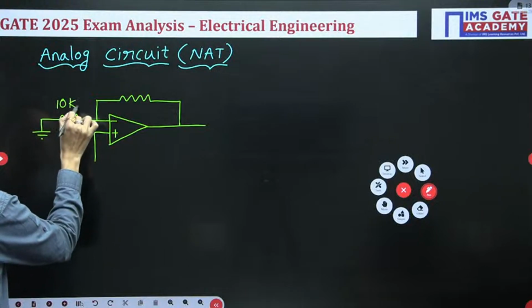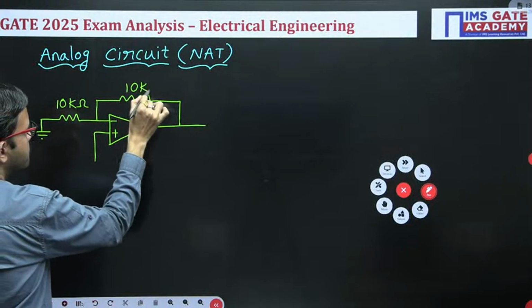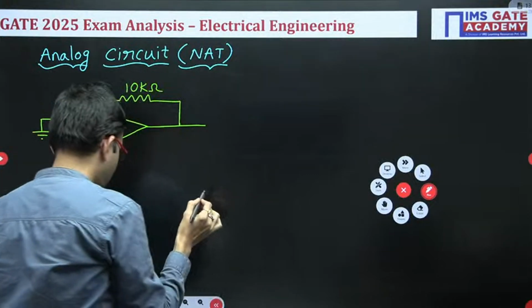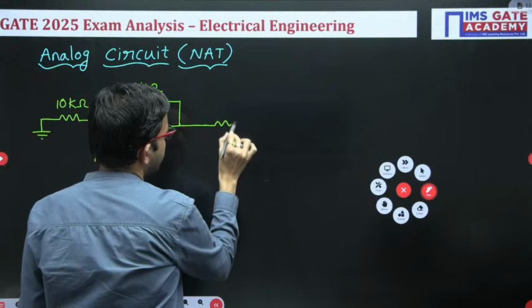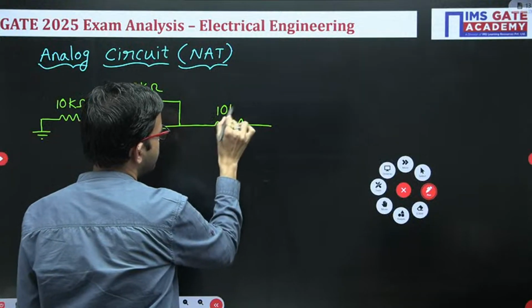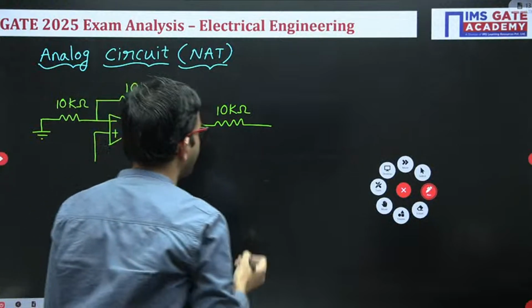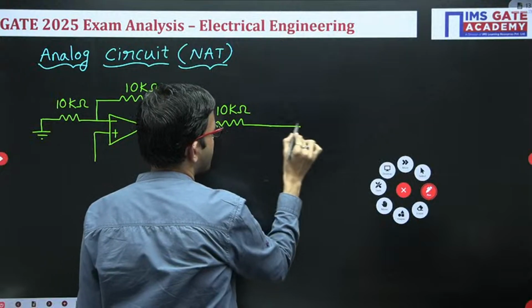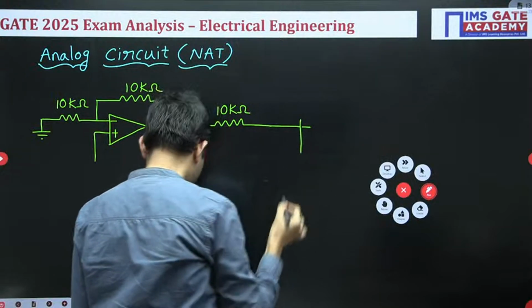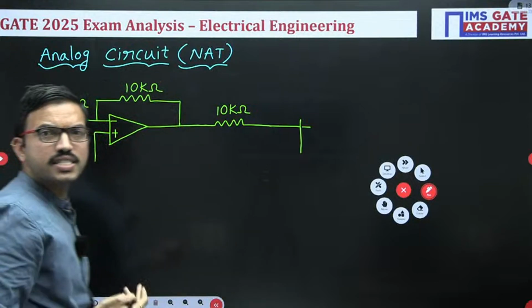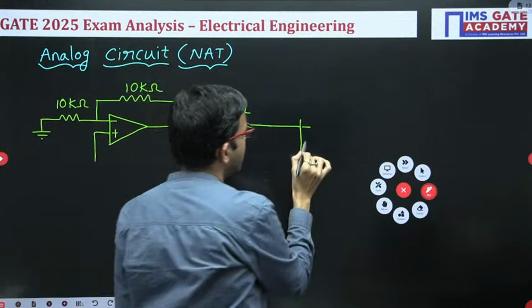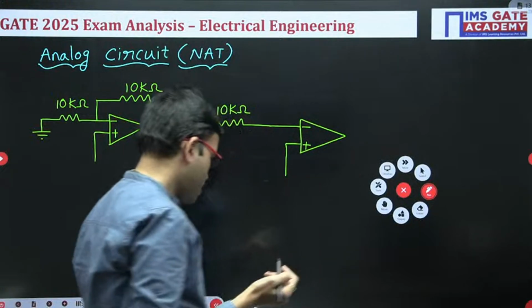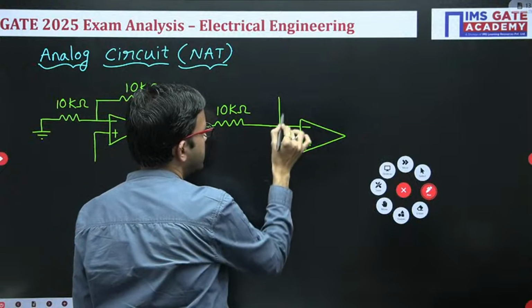Here 10 kilo ohm resistor, here also 10 kilo ohm. Then here once again 10 kilo ohm resistor, and then just like this op amp, exactly similar, they have given minus plus polarities. And here also they have given the feedback resistor as 10 kilo ohm.